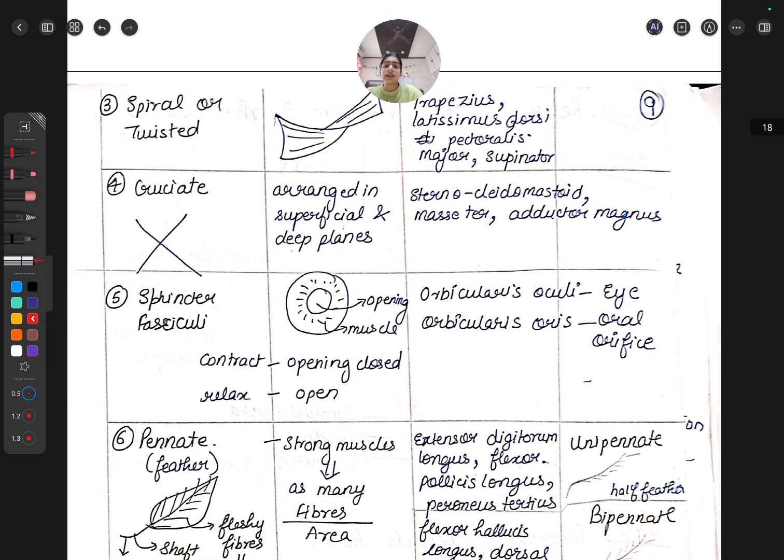Now cruciate, arranged in superficial and deep planes. Cruciate means cross. I have drawn it here. Examples are sternocleidomastoid, masseter, adductor magnus. There will be a superficial part of the muscle and a deep part of the muscle, and they will be in different directions. That is why we call it cruciate.